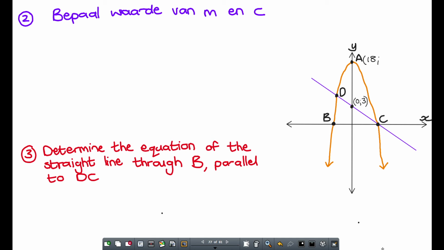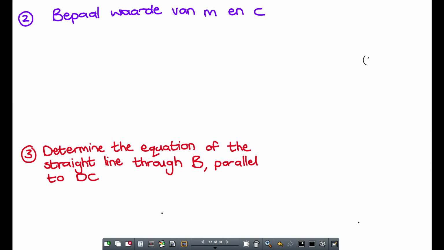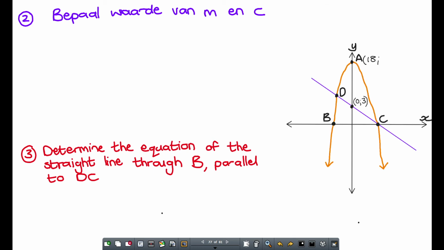Ek gaan hom eerder. Oh, julle. Wag, kleintjie vat. My liewe vader. Ek wil net daai hakkie wegvat.